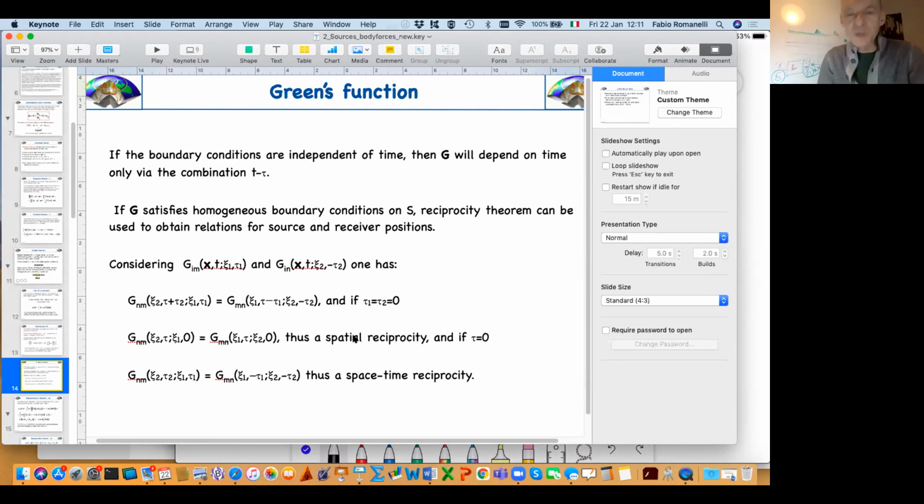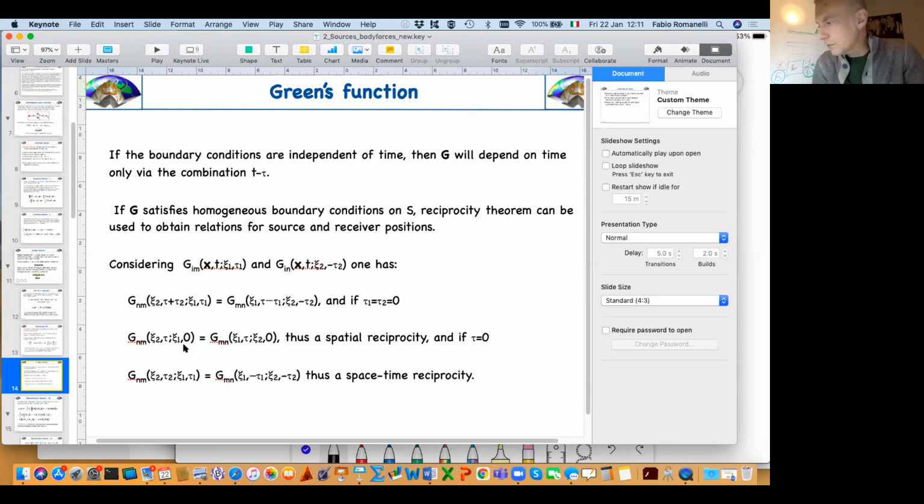Okay. What I'm trying to say here is that using special boundary conditions that are not so special because they are called homogeneous. What does it mean? That if your system has boundary conditions applied to displacement or stress, they are called homogeneous boundary conditions, then the Green's function, defined like in the previous page, can satisfy some reciprocity conditions, and you can actually switch the position in space and time of source and receiver, and you get the same.